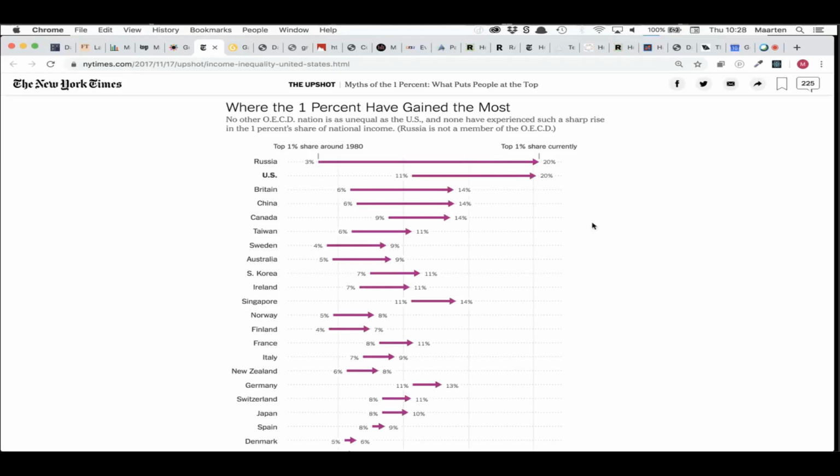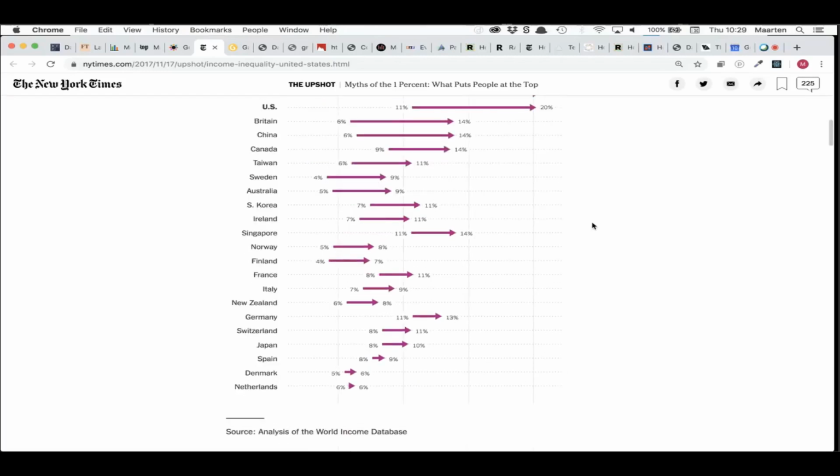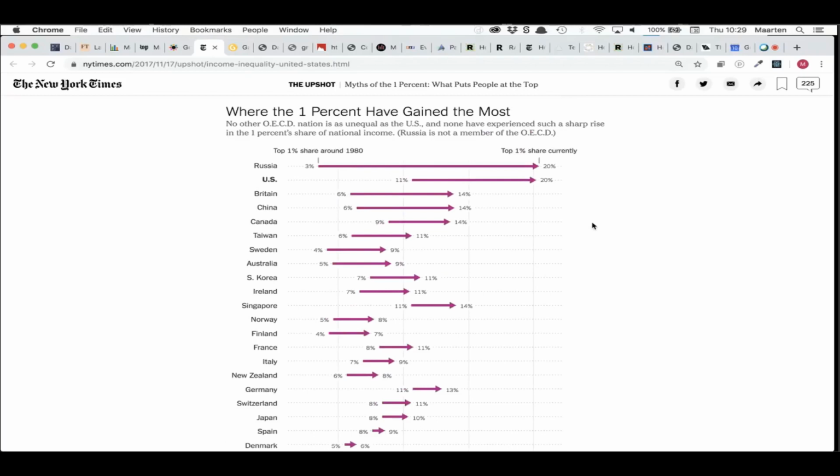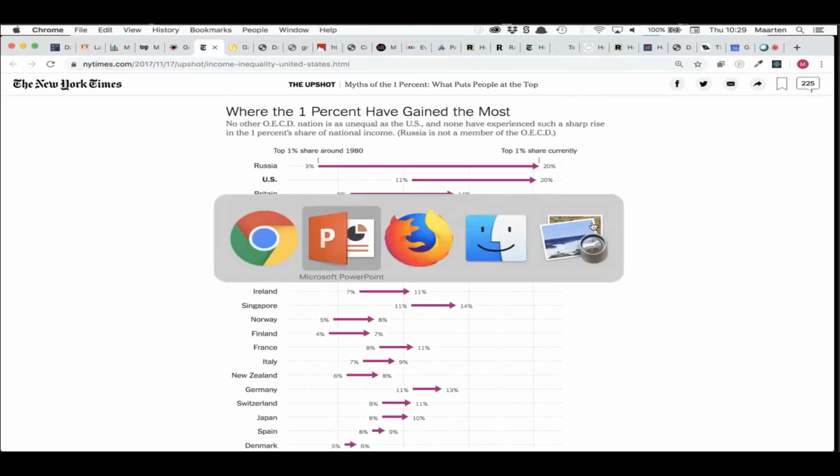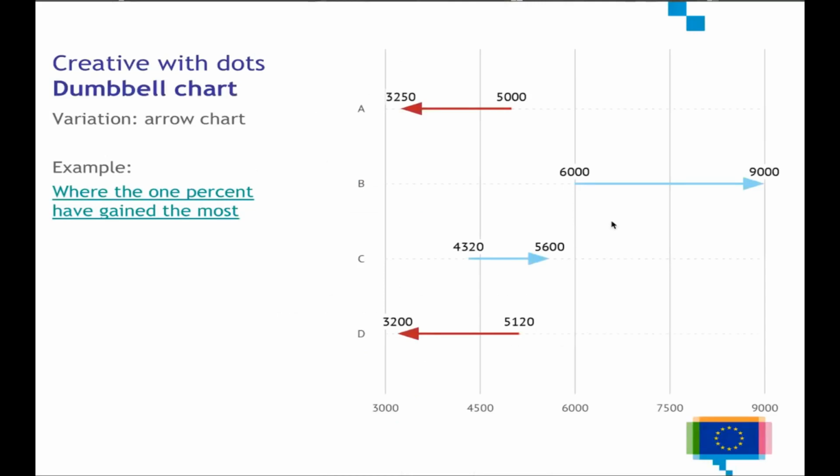So a nice way of showing evolution between different categories, in this case between different countries. And you can also see that there is no country where the arrow points to the left. So the richest people in different countries, they got richer in all countries in this data set. So that is an arrow chart.